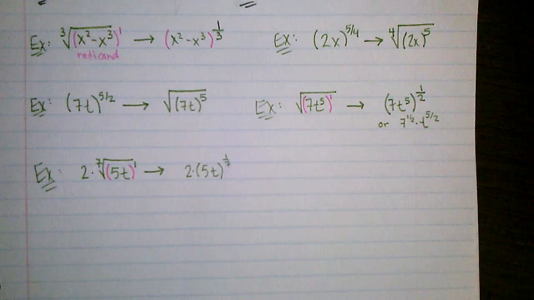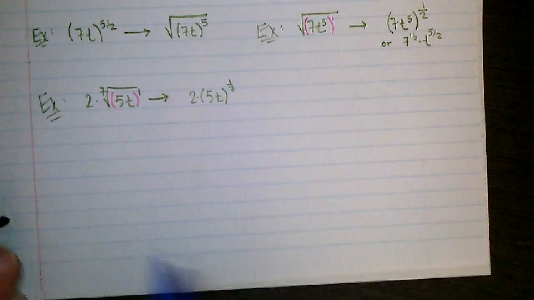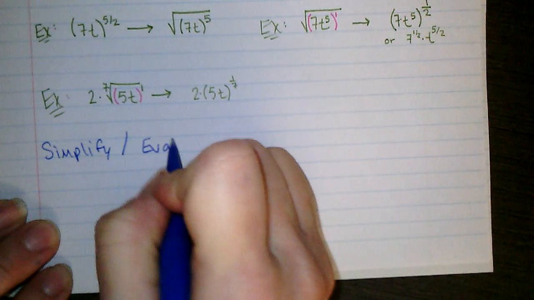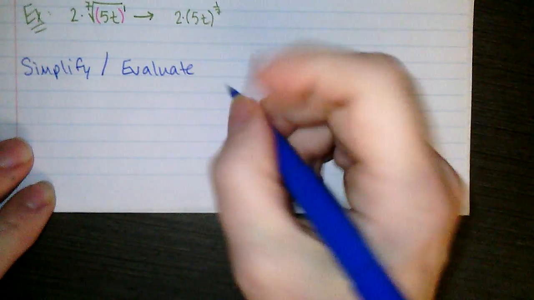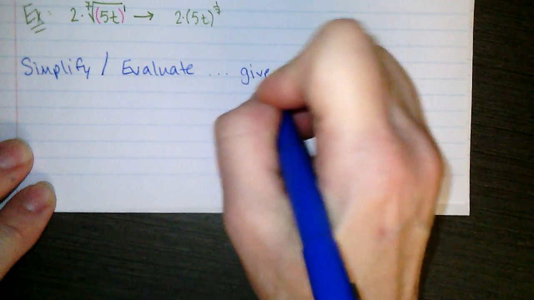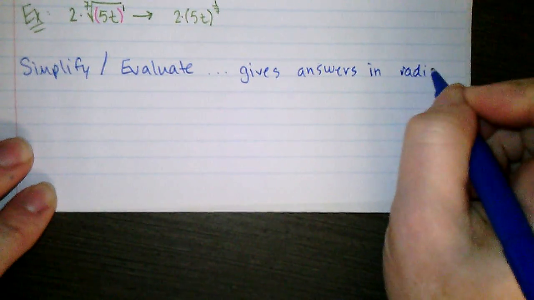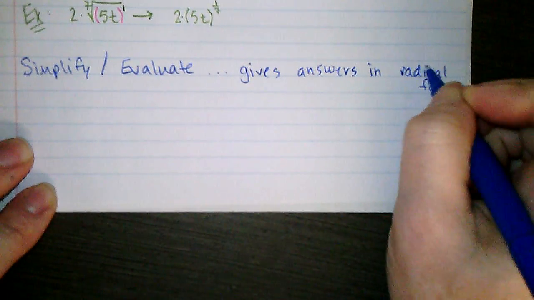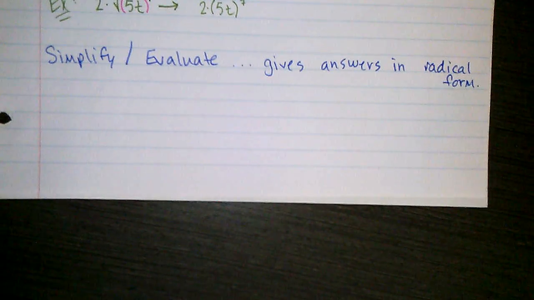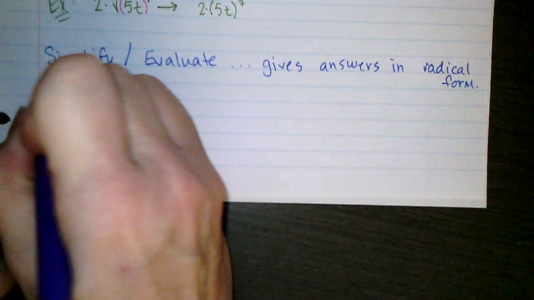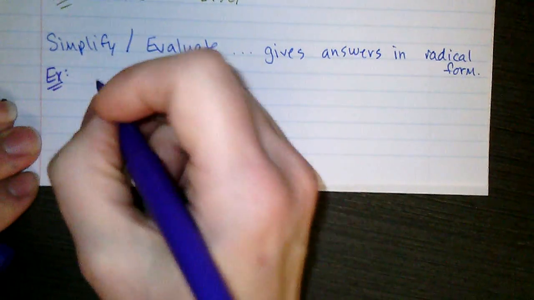Okay, on to the next set of instructions. What we're going to be doing is simplifying and evaluating. So simplify, evaluate, those kind of mean the same things. And we're going to give our answers in radical form. With each problem, I'm going to give you some helpful hints to help you get started, and then we'll work through. They all have their own special characteristics that we'll talk about.